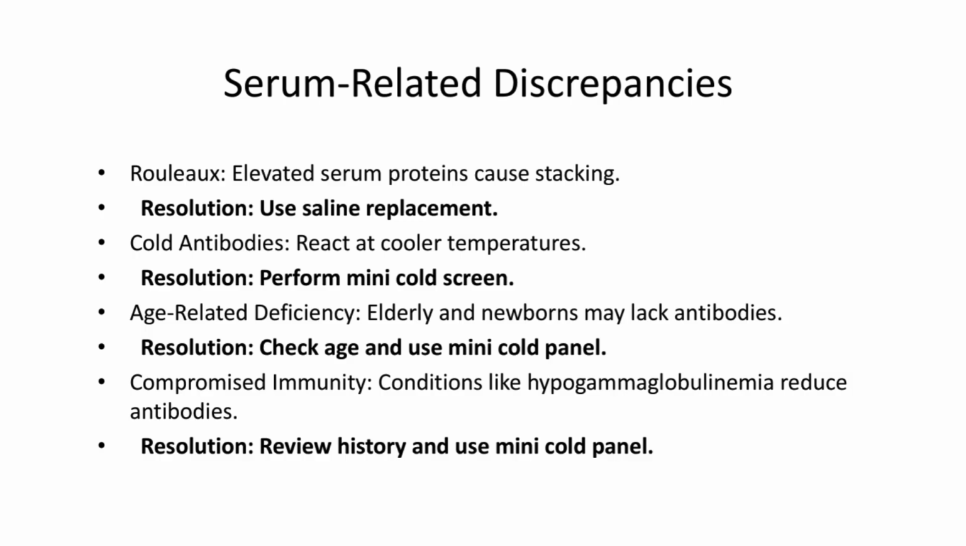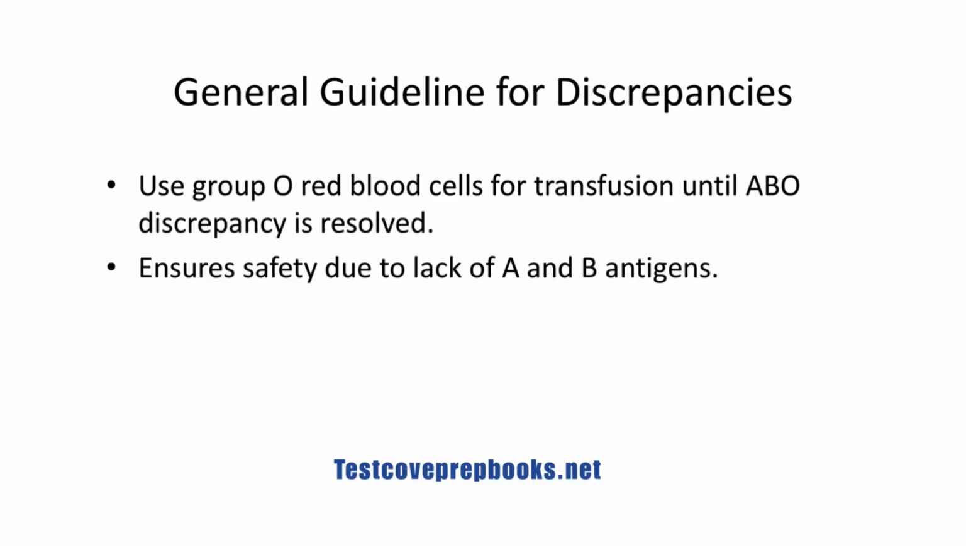Fourth, compromised immune function. Patients with conditions like hypogammaglobulinemia may have reduced antibody levels, affecting serum typing. Resolution: A. Review the patient's medical history. B. A mini cold panel may help detect low-level antibodies. General guideline for discrepancies: until any ABO discrepancy is fully resolved, group O red blood cells, which lack A and B antigens, should be used for transfusion to ensure safety.